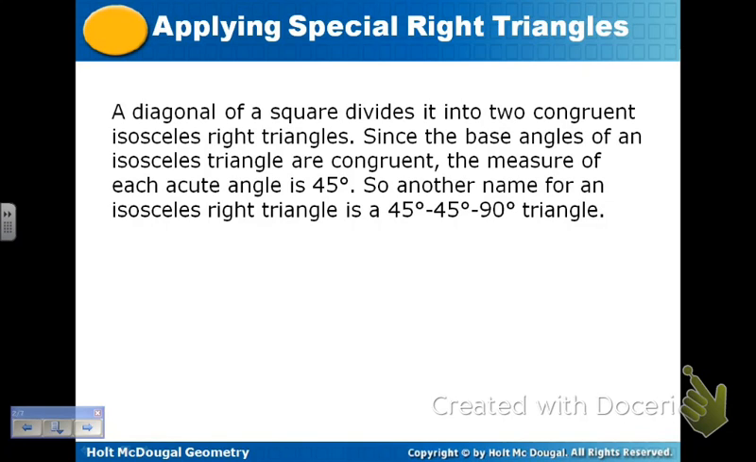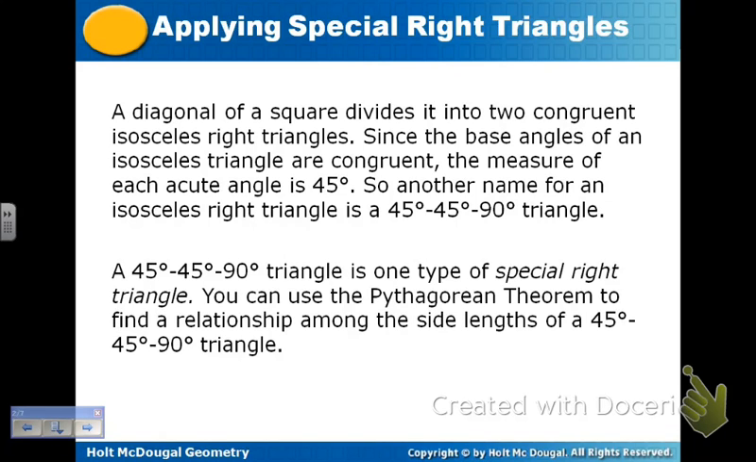A diagonal of a square divides it into two congruent isosceles right triangles. Since the base angles of an isosceles triangle are congruent, the measure of each acute angle is 45 degrees. So another name for an isosceles right triangle is a 45-45-90 triangle. A 45-45-90 triangle is one type of special right triangle. You can use the Pythagorean theorem to find a relationship among the side lengths of a 45-45-90 triangle.